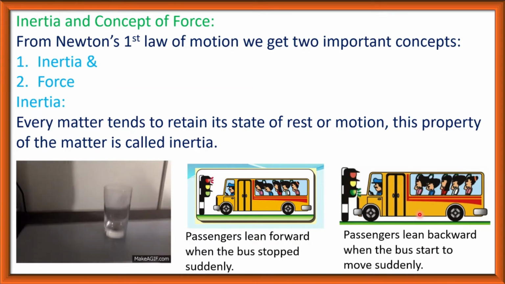In this case, passengers lean backward when the bus starts to move suddenly, because when the bus is at rest, the passengers are at rest. When the bus starts to move, the lower part of the passenger is in motion, but the upper part of the passenger is at rest. So due to the inertia of rest, the passengers lean backward. These are examples of inertia.